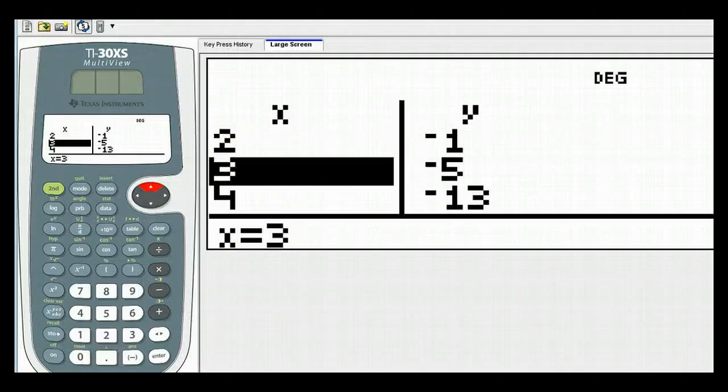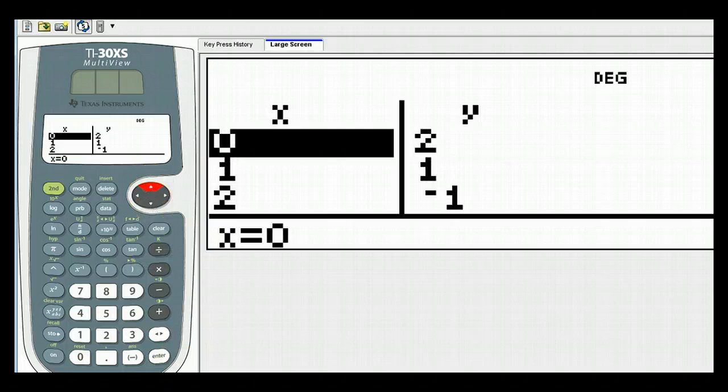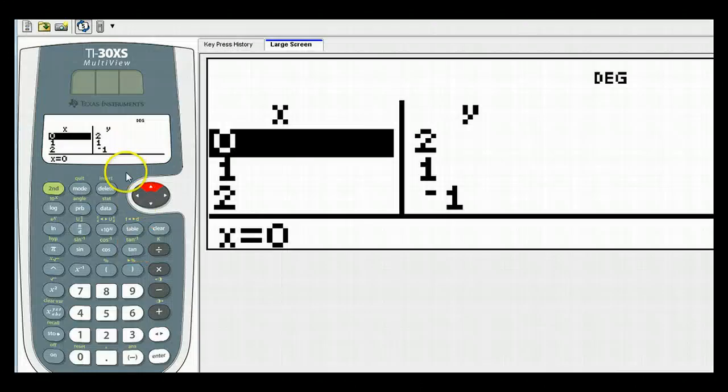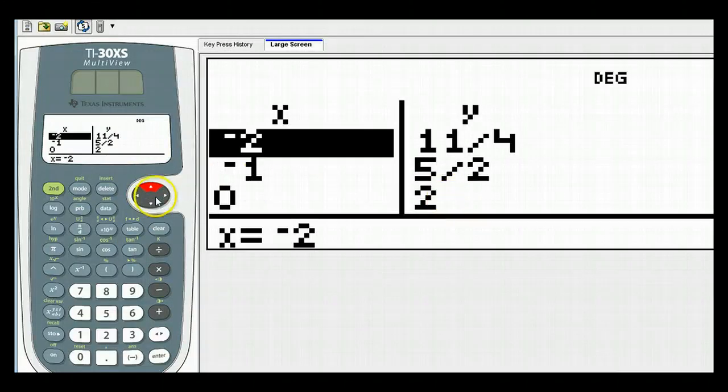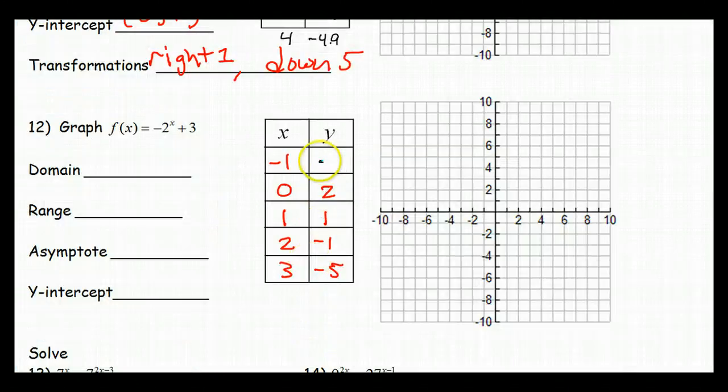Okay, so that's going to be 2. So it's going to go negative 1, positive 1, 2. And that last value is 5 over 2, and that is 2.5. Okay, so these are good values to use. Now, I know that the asymptote, because of this number, is going to be y equals 3. So you can go ahead and put your asymptote as a dotted line like we always do.